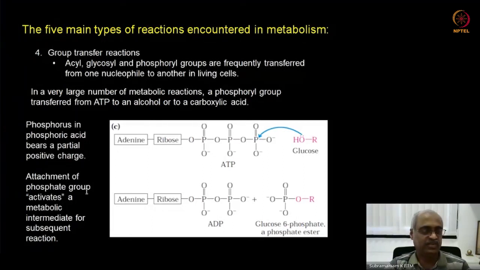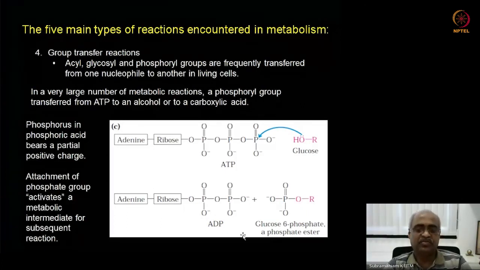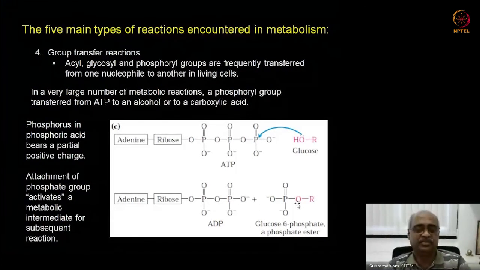So attachment of a phosphate group activates a metabolic intermediate for subsequent reaction. And that is one. Second, these phosphorylated carbohydrates are highly hydrophilic and membranes don't have transporters for them, so they are now trapped inside the cell. They don't readily get out of the membrane, whereas glucose can. There is a transporter for glucose, and glucose can readily get out of the plasma membrane, whereas glucose 6-phosphate will not.